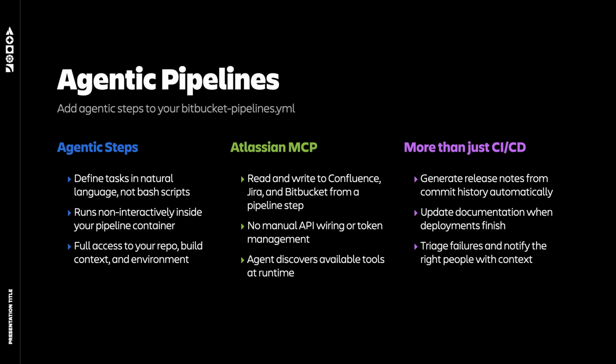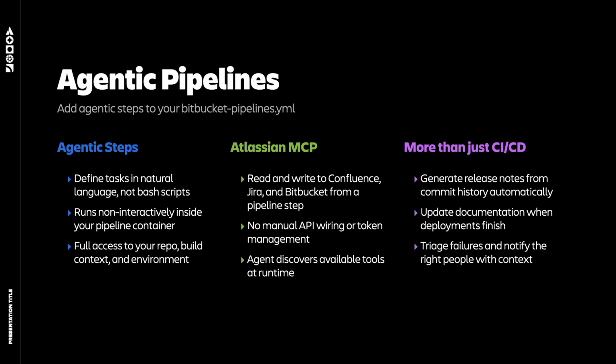You can script them, but you end up with fragile bash scripts that break when things change and nobody wants to maintain. Agentic Pipelines lets you replace that brittle glue code with a natural language prompt that runs inside your pipeline steps. The agent has access to your repo, your build context, and Bitbucket and Atlassian APIs through MCP, so it can read your code, understand what changed, and take action across systems without you wiring up each integration manually. The result is you get automation for the repetitive work surrounding your builds and deployments without maintaining scripts that are harder to debug than the problems they solve. Now, let's jump over to Bitbucket and work through an example.